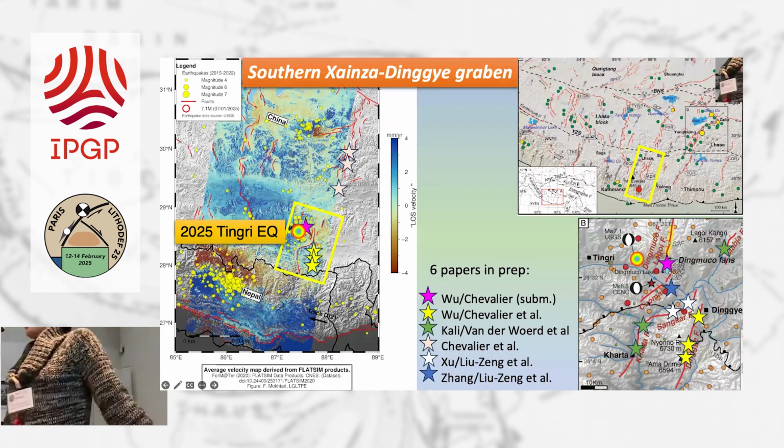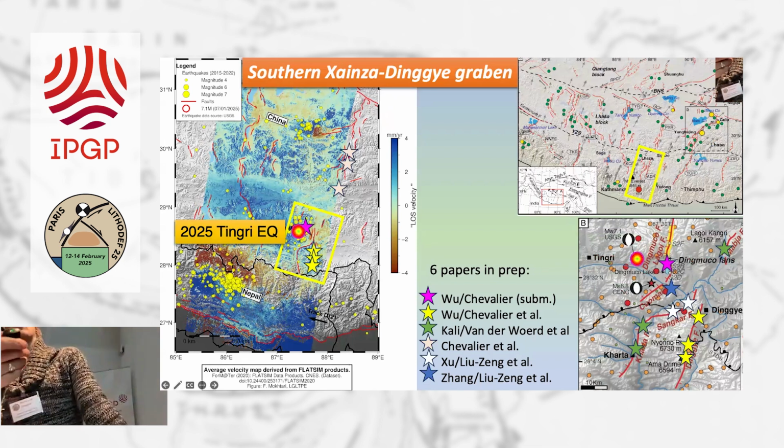So what about the southern part of the Xainza Dinggye rift? Most of you have heard of it, right? It happened on January the 7th, 2025, along the Digmutso Lagoy fault, which is located right here, in the southern part of the Xainza Dinggye rift. Many of us have been working in that region for a while, and this is a great opportunity to finally publish these results. So we have Jérôme and Jingliu and others, and my student here working on these.